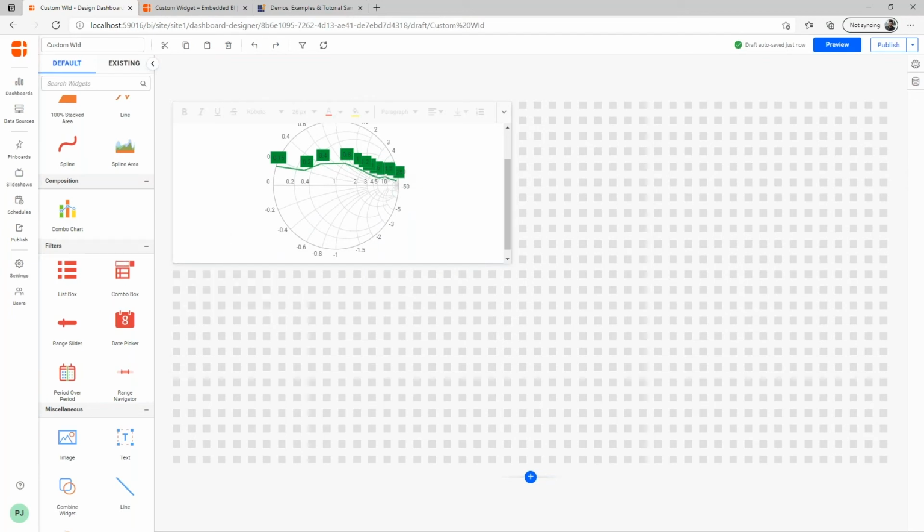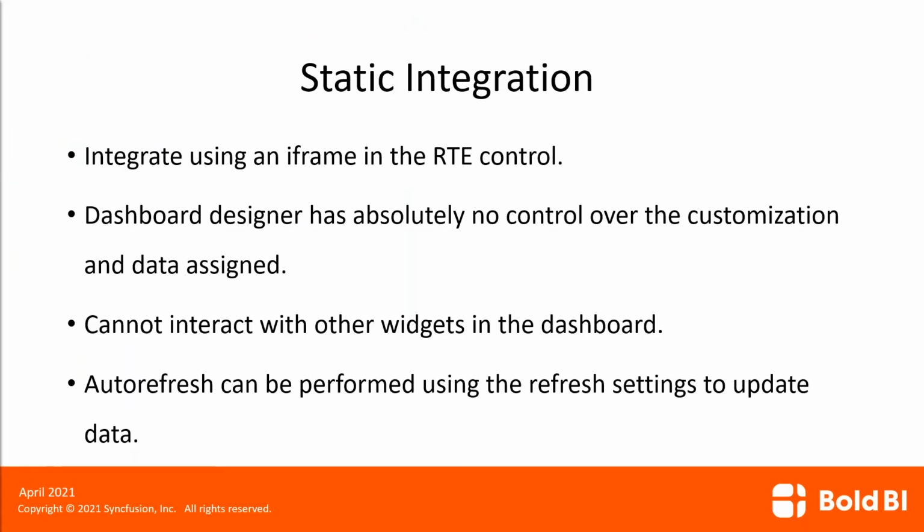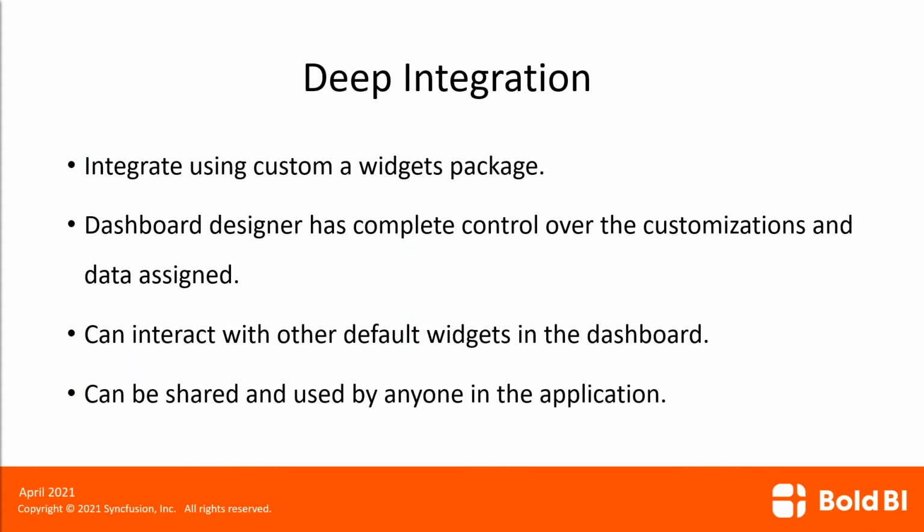So going back to the presentation, the second type is the deep integration. In this method, you'll be integrating the visual as a plugin using our custom widgets package. We have a template that we provide. What you need to do is fill out all the required details, include your scripts for the custom widget, and implement a few functions that we require for you to interact with the dashboard. And then you're all done. You just need to include that plugin folder into a specific location, and that will be loaded in the dashboard designer. Let's see this in detail later on.